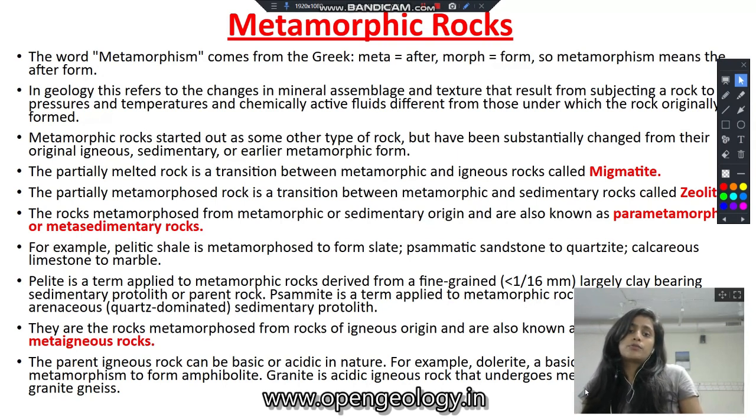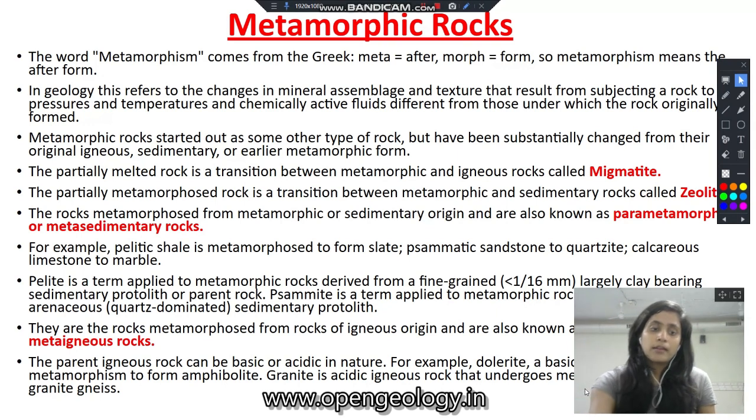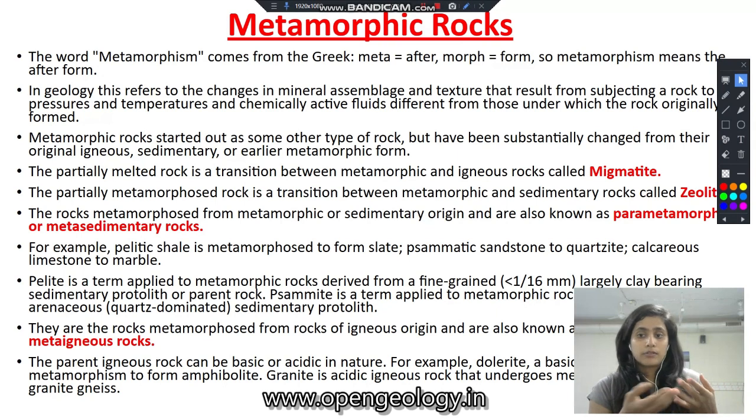The rock metamorphosed from metamorphic or sedimentary origin is known as parametamorphic or metasedimentary rock. So if the parent rock is sedimentary or metamorphic, the rock that has been metamorphosed is known as parametamorphic or metasedimentary rock. For example, pelite shale is metamorphosed to slate, and psammitic sandstone to quartzite. Pelite is a term applied for metamorphic rock derived from fine-grained, largely clay-bearing sedimentary rock. The parent rock is also known as protolith. So we can see the protolith here is a fine-grained rock.